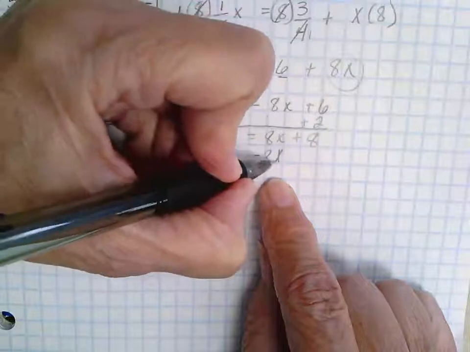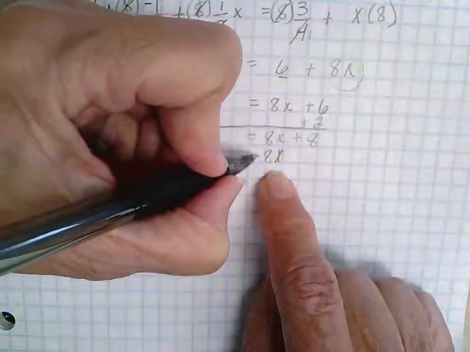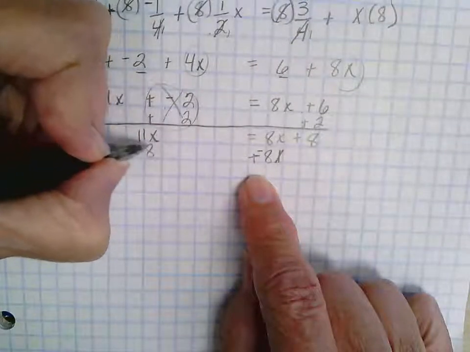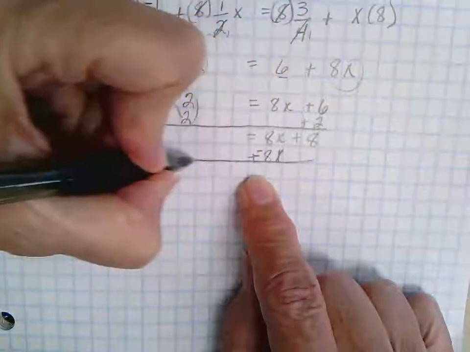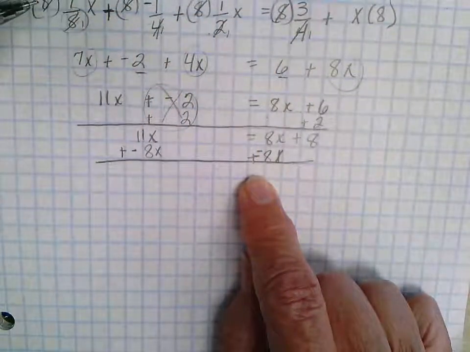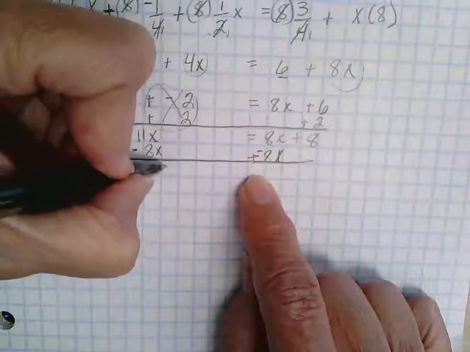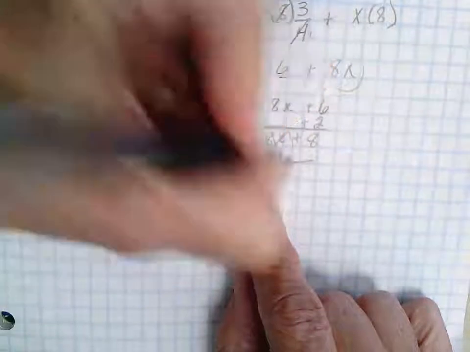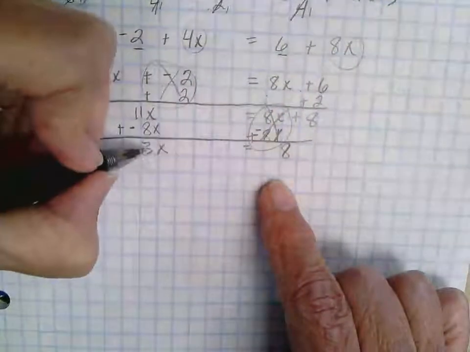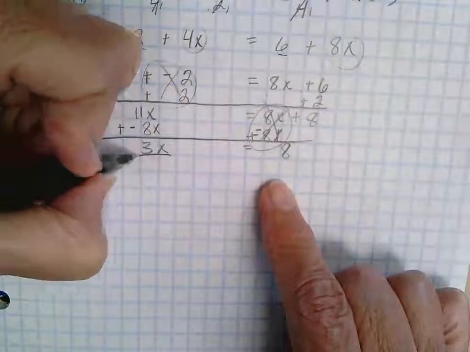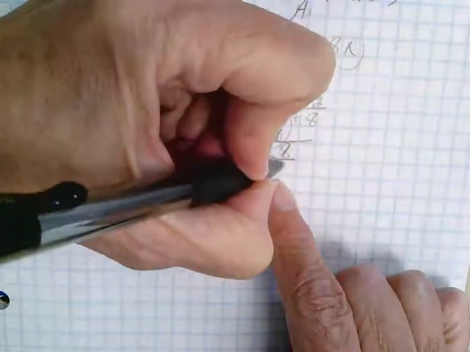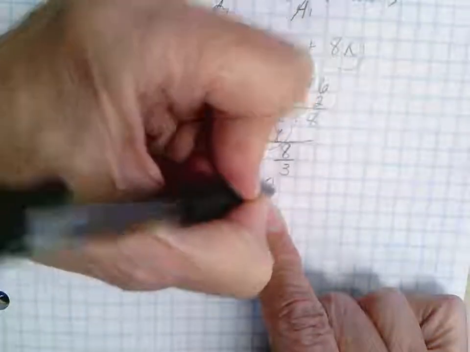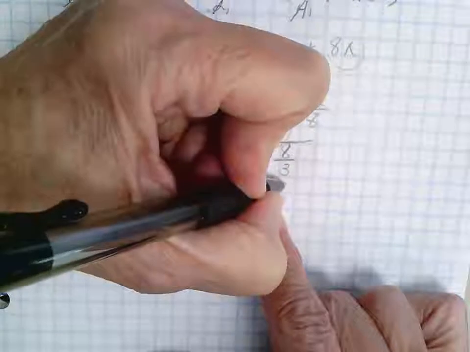So there's my 8x's. You could think of this as adding negative 8x or just subtracting 8x, whichever way you like to think about it. So this is going to leave me with 3 x's on this side. This is going to sum to 0, and I'm going to have 8. So now that I have just x's on this side and 8 on that side, I can divide both sides by 3, and I get that x is equal to 8/3, or x is equal to 2 and 2/3.